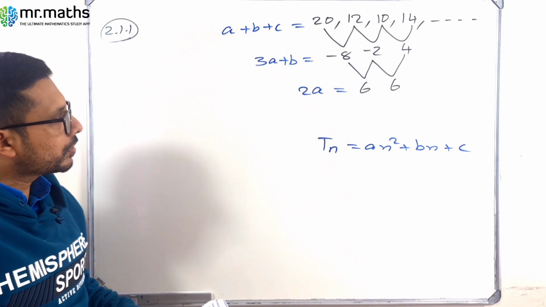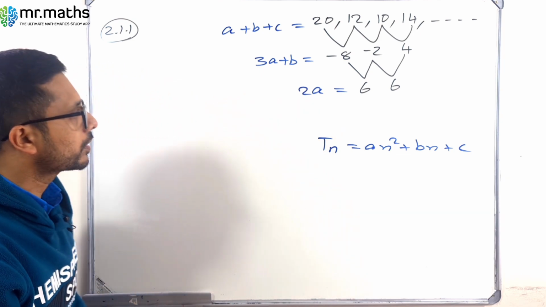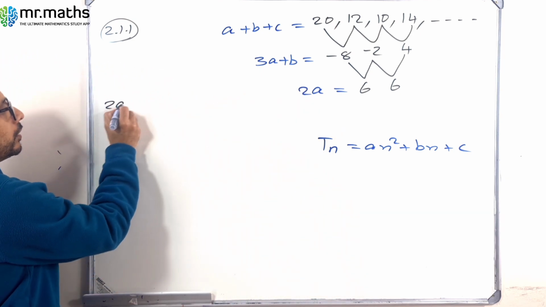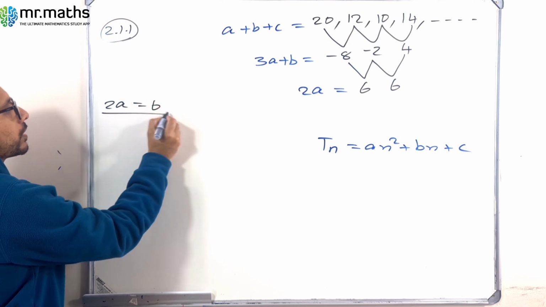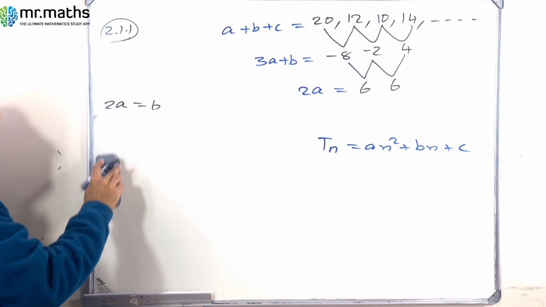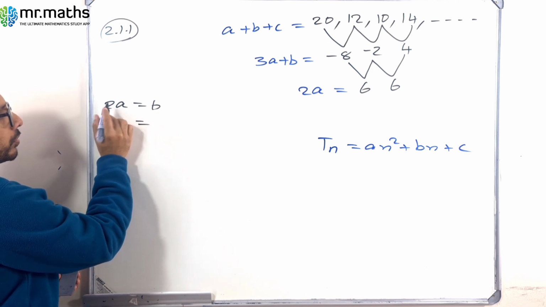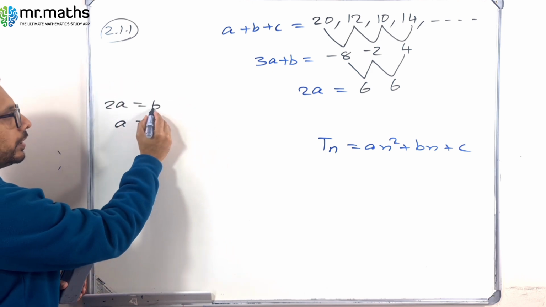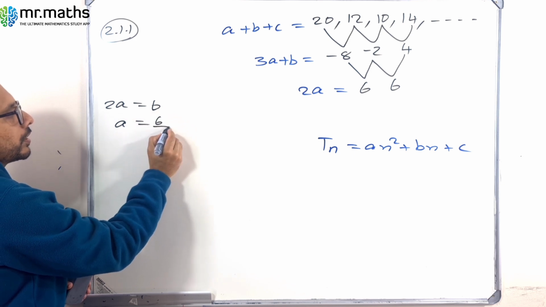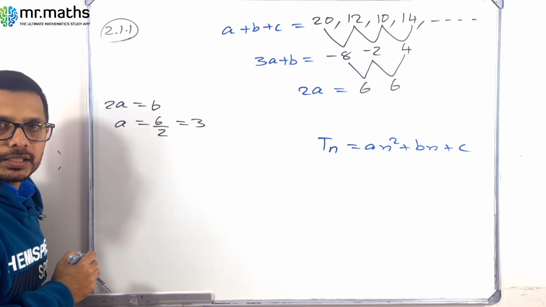Okay, now start from the bottom here. So 2a is equal to 6. So what is a from there? 2a is equal to 6. What is a? A is equal to 6 divided by 2. The 2 is multiplication, so if I take it to the other side, it is division. So it is 3. So the value of a is 3.